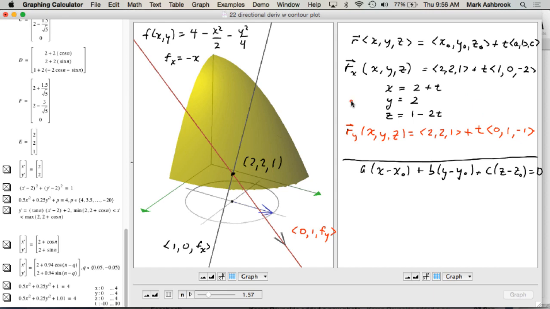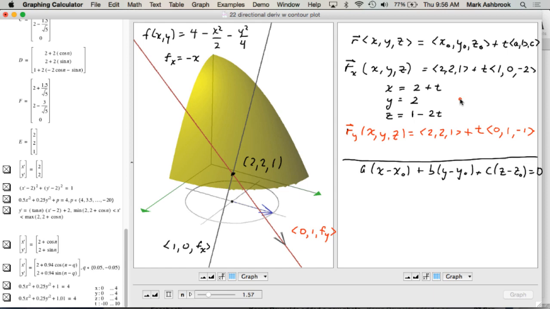Questions on the lines? Remember doing lines in space? And I also put the parametric version of line 1, right? X equals 2 plus t, y equals 2 plus 0t, z equals 1 plus -2t. Questions on the lines?